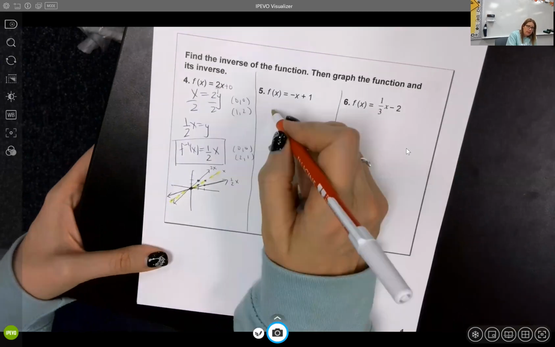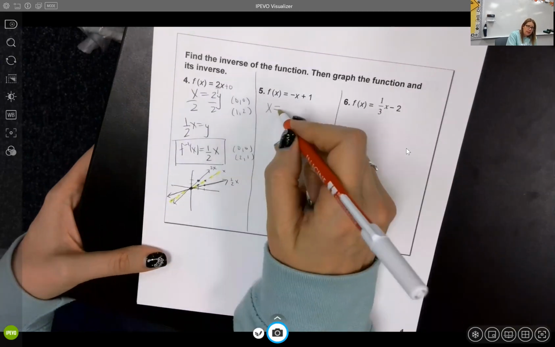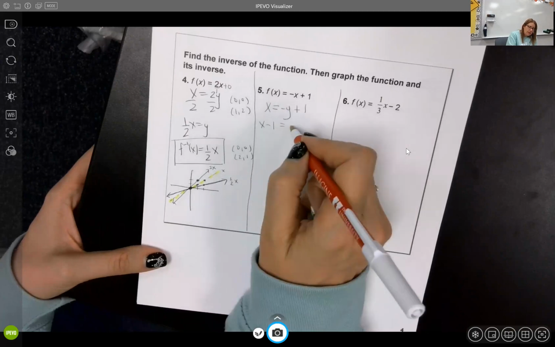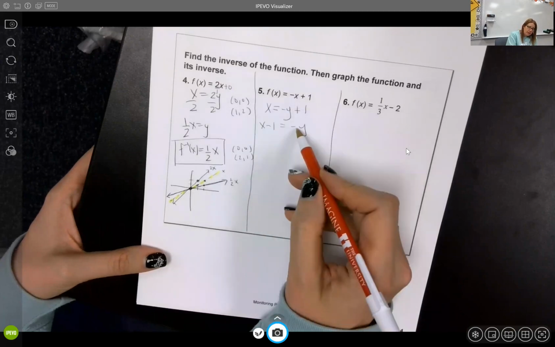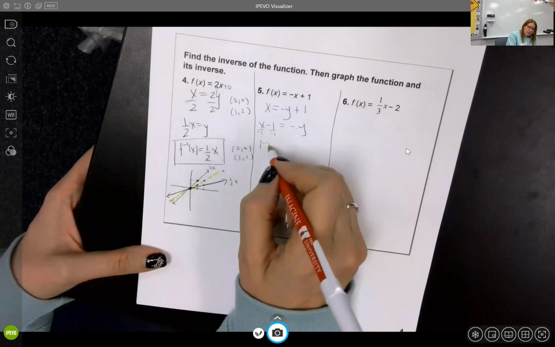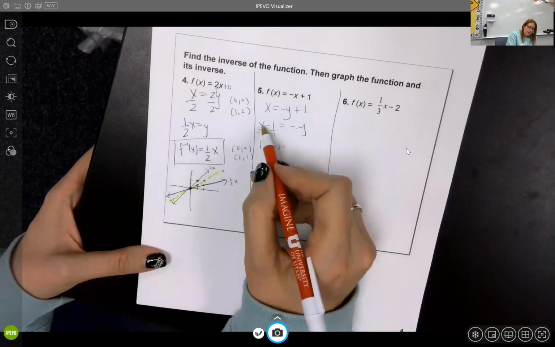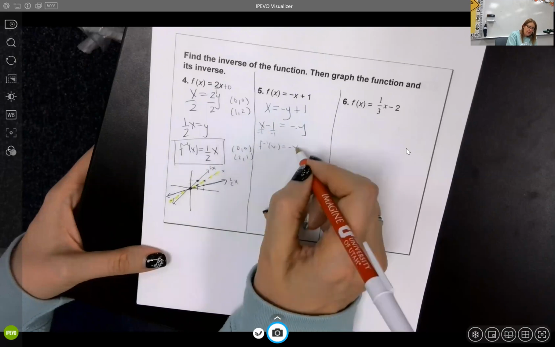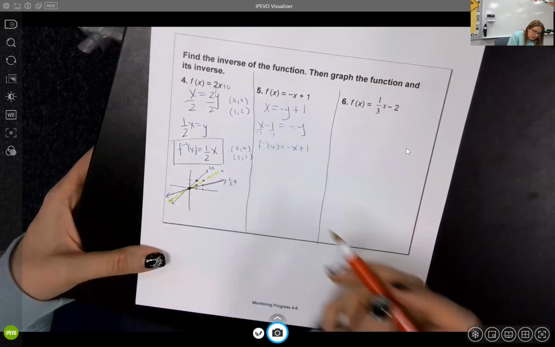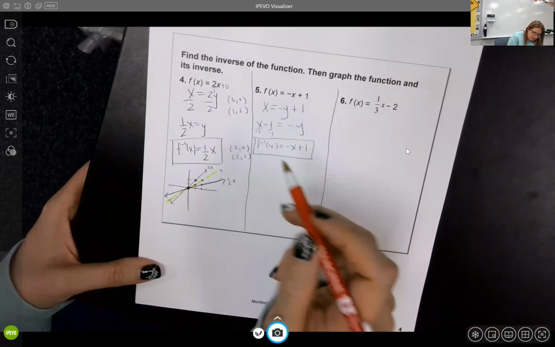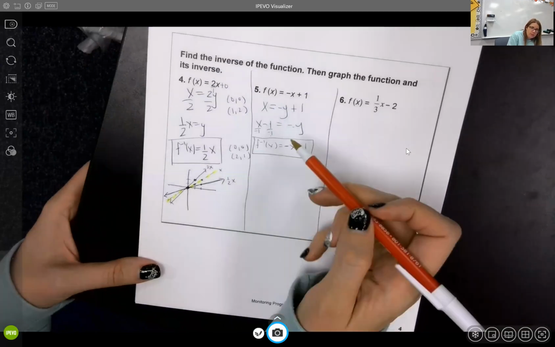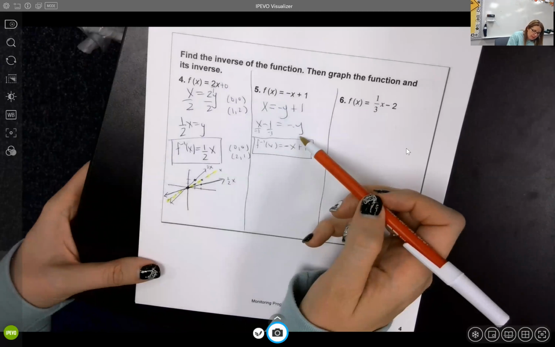So now I'm going to have x equals negative y plus 1. Subtract the 1, and then this is negative, so that means I have to divide by negative here and negative here. That's going to change. X divided by negative 1 is negative x, and negative 1 divided by negative 1 is positive 1. So my inverse is negative x plus 1. Look at that. So negative x plus 1 and negative x plus 1, this is the same line.